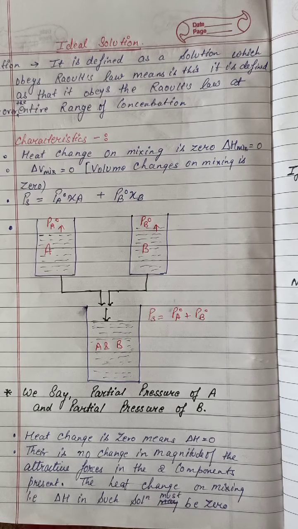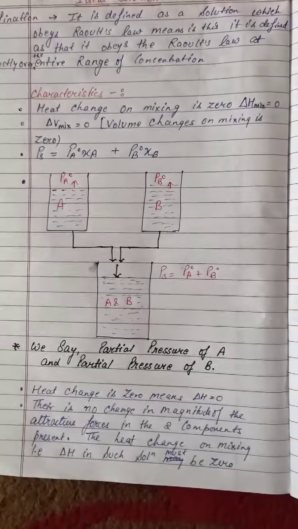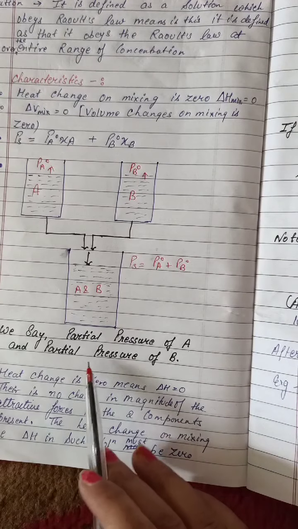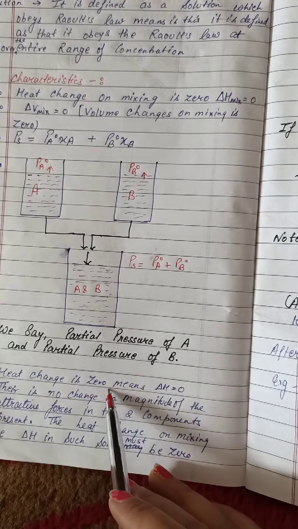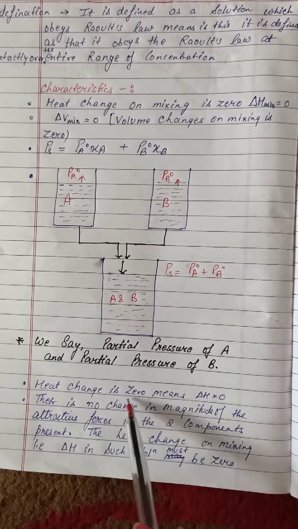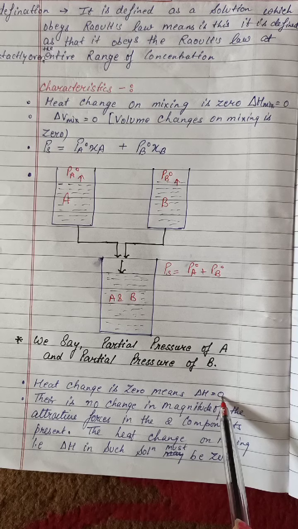Something which is important, those things also you have to write down in your copies. We can say heat change is 0. You can see here heat change is 0. Means delta H is equal to 0.